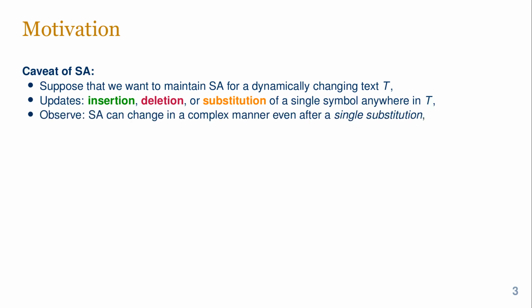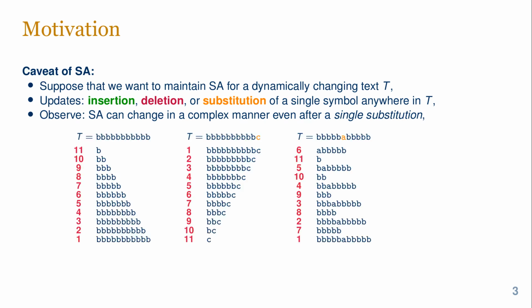The key difficulty in maintaining suffix array under such operations is that it can change in a complex manner even after a single substitution. For an example, consider a text t consisting of n symbols b. Observe that changing the last symbol of t into c reverses the entire suffix array. Even worse, when we substitute the middle character into a, the resulting suffix array is permuted by interleaving the two halves of the suffix array before the update.